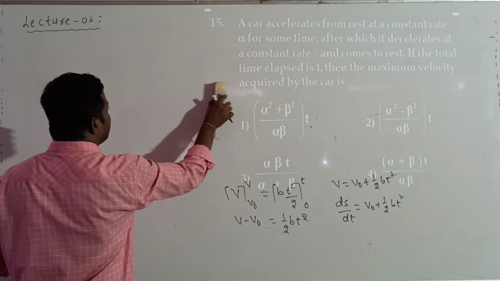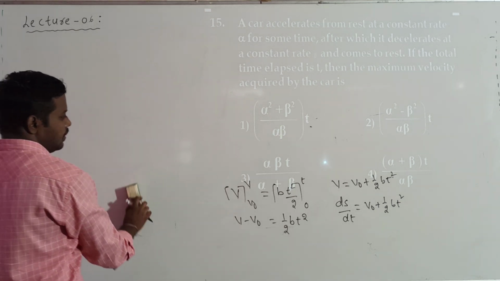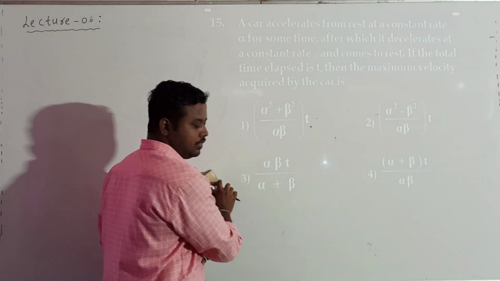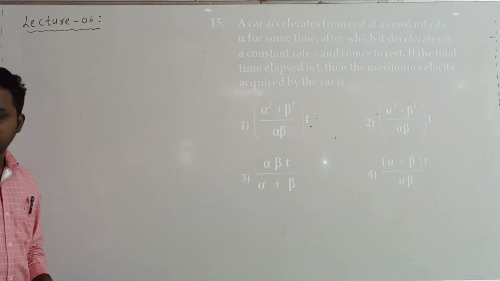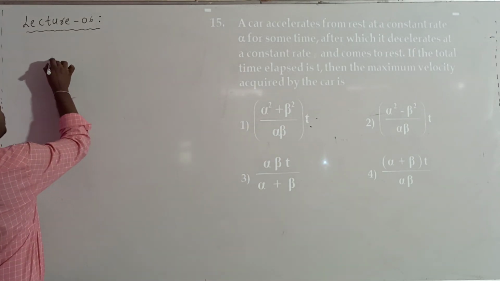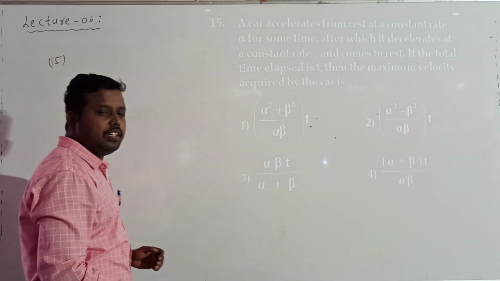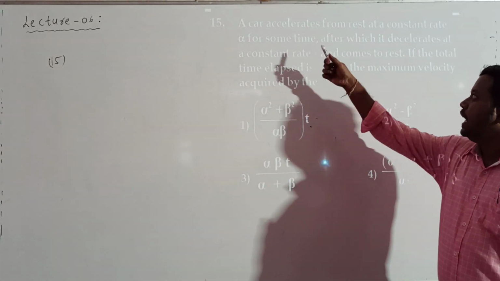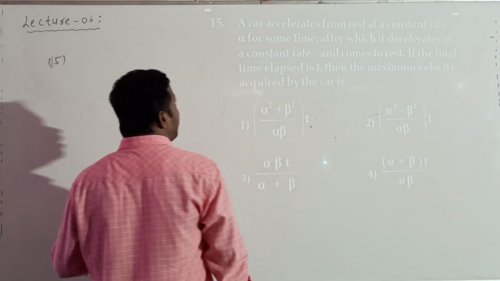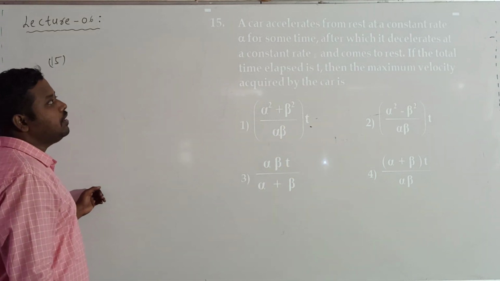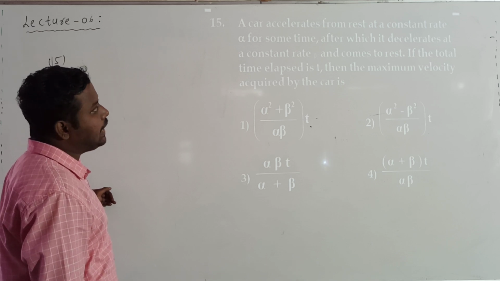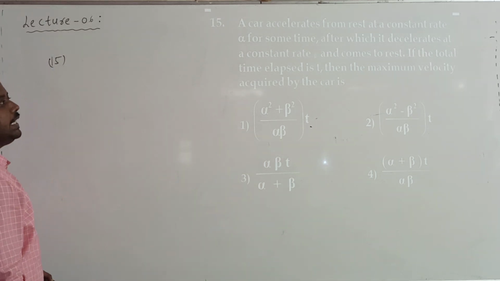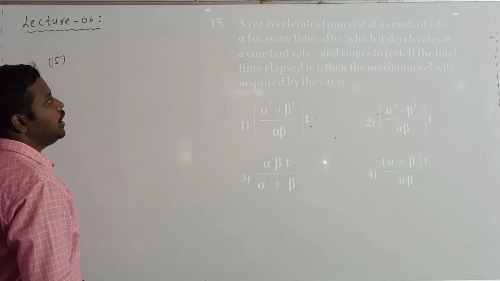Question number 15. Important question. This problem can be solved using a graph and without using a graph. We will discuss the question by using the graph; you can solve it easily. A car is accelerated from rest at a constant rate of alpha for some time, after which it is decelerated at a constant rate of beta and comes to rest. If the total time is given by t, then what is the maximum velocity acquired by the car?